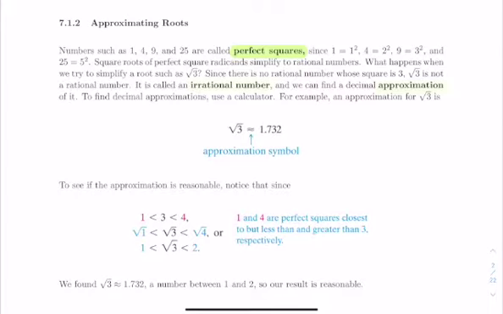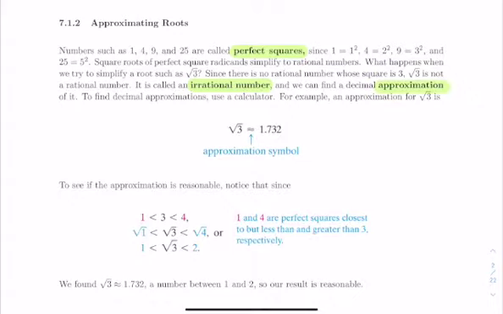What happens when we try to simplify a root such as the square root of 3? Since there is no rational number whose square is 3, the square root of 3 is not a rational number. It is called an irrational number, and we can find a decimal approximation of it.